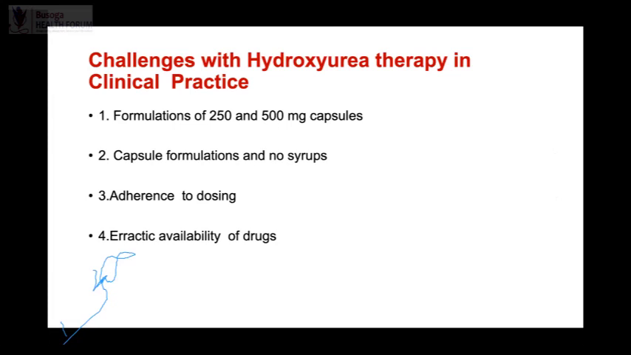So what we do is you calculate the total dose for a week. For example, they need, let's say, 1,500 every week.